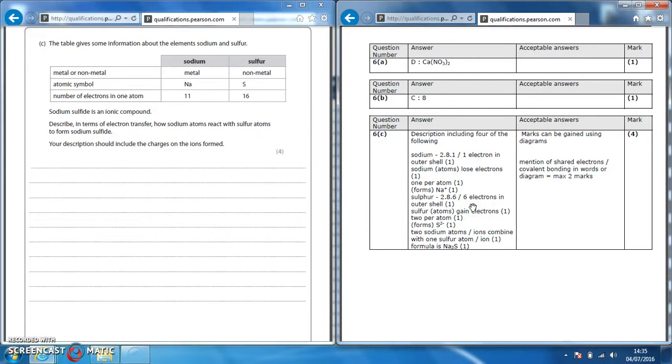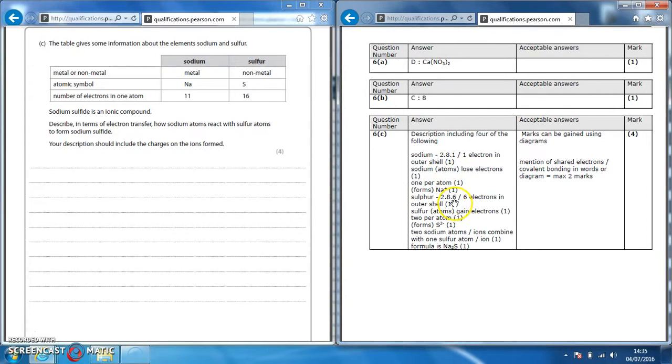Once you've got that down, you can start thinking, what would I write next? So when I've got 2, 8, 1, I've got 1 electron in the outer shell, which means I've got 1 to give away. Look, there's another mark. Loses 1 per atom. And you can even write that forms sodium plus a sodium ion. And that's got you 4 of the marks. You've not even talked about the sulfur yet in that case.